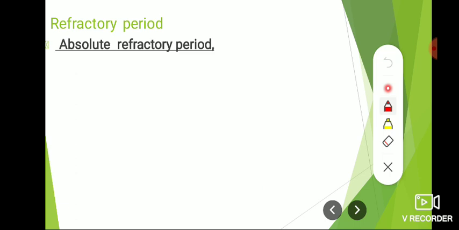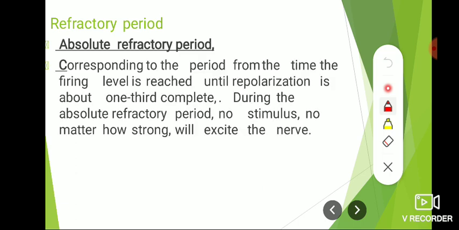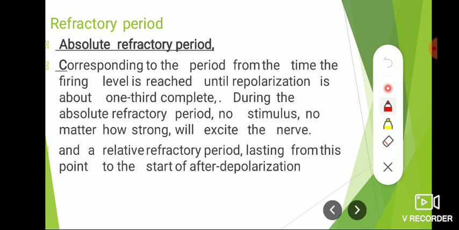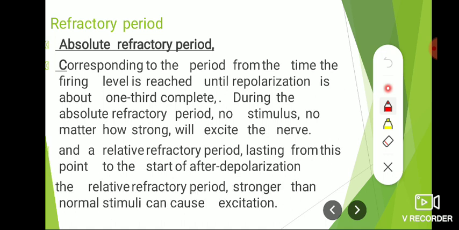Refractory period: the absolute refractory period corresponds to the period from the time the firing level is reached until repolarization is one-third complete. So this is the period called the absolute refractory period. During the absolute refractory period, no stimulus, no matter how strong, will excite the nerve. And the relative refractory period lasts from this point to the start of after-depolarization, during which a stronger stimulus can generate an action potential. So this is again a property of the action potential.